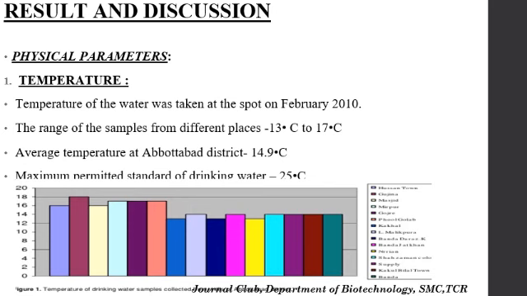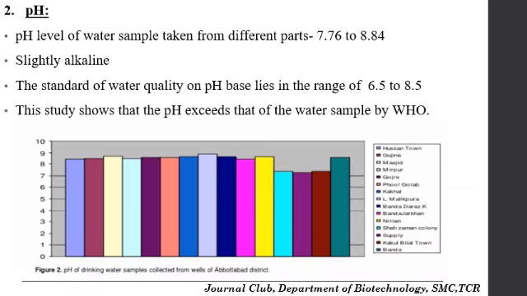pH. pH shown by water samples taken from different places of Abbottabad district ranges from 7.26 to 8.84, which seems to be alkaline. The standard of water quality on pH lies in the range 6.5 to 8.5. So, this study shows some water samples exceed this limit set by WHO.